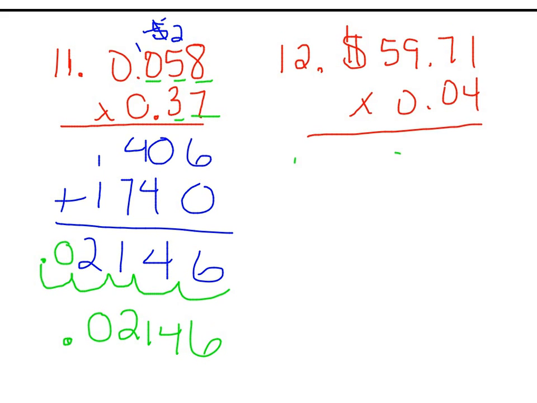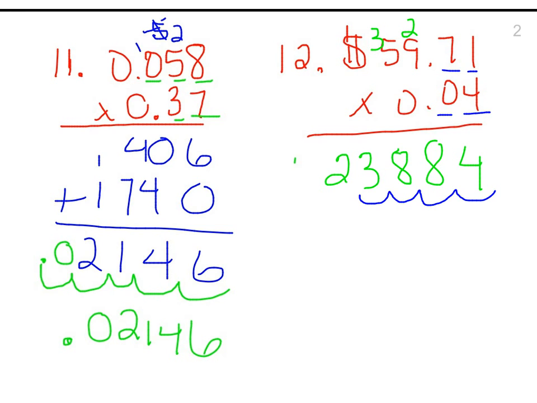Okay, so now we're on number 12, and we're going to multiply by 4. So 4 times 1 is 4. 4 times 7 is 28. Carry our 2. 4 times 9 is 36, plus the 2 is 38. And then 4 times 5 is 20, plus 3 more is 23. And then we're going to count our decimal places, and we have 1, 2, 3, 4. So we go over 4 places like that.